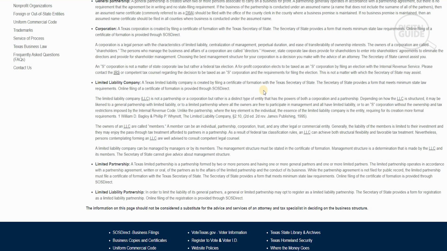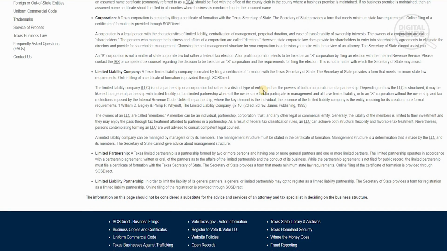What if you have a partnership where the key element is the individual? The essence of the limited liability company is the entity, requiring more formal requirements for its creation, which is something completely different. You can check out the James Publishing of 1995, second edition, which talks about the limited liability company. The owners of the LLC are called members, and members can be individuals, partnerships, corporations, trusts, or any other legal or community entity. That is one of the reasons why I personally feel having an LLC is one of the most important elements here.